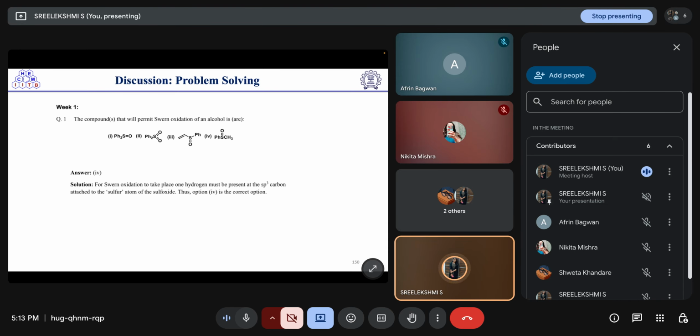Okay, we will go to the answer. The correct answer is option 4. So, what is happening? This is Swern oxidation. Basically, for Swern oxidation, we are using DMSO, oxalyl chloride, and triethylamine as the reagents.